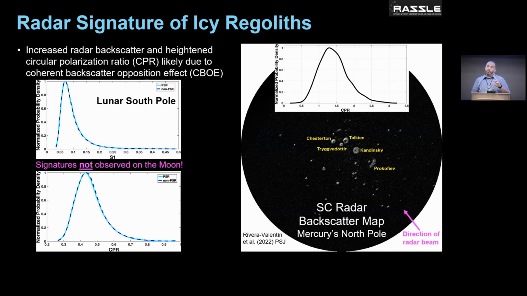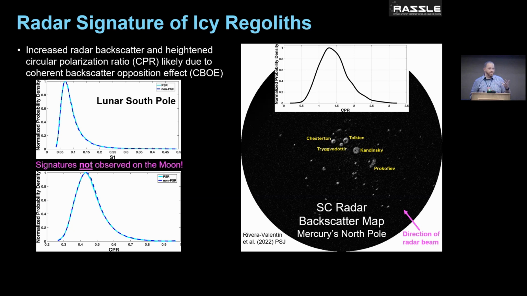But if we then look over at the moon, specifically the lunar south pole, which is what I'm concentrating this talk on, and we look at the PSRs versus non-PSR terrains, radar brightness versus CPR, the first thing to note is those 2 lines there, cyan for PSRs and blue for non-PSR, they look very similar to each other. There's pretty much no difference. And the CPRs are all less than 1.